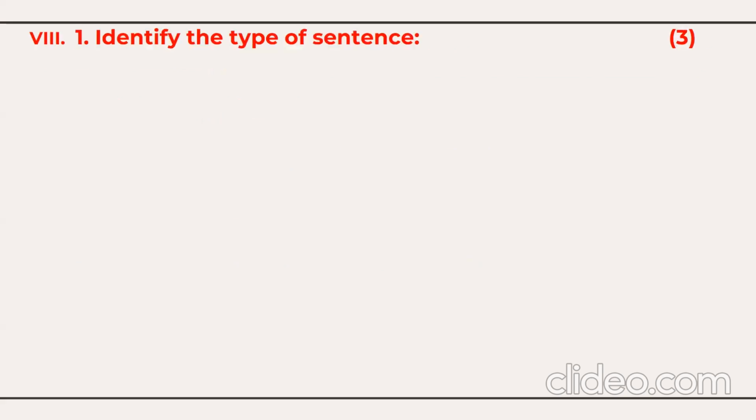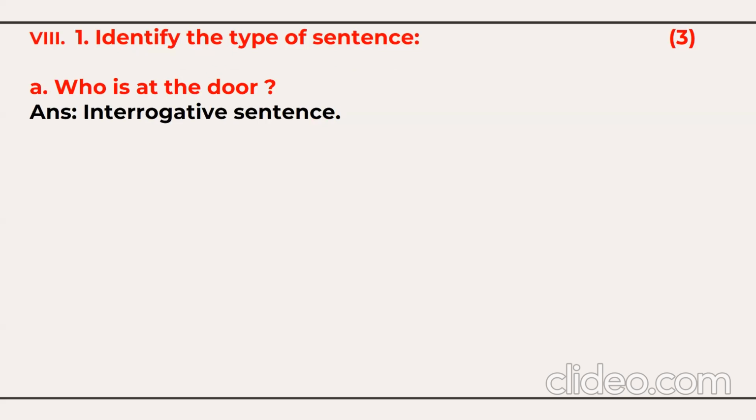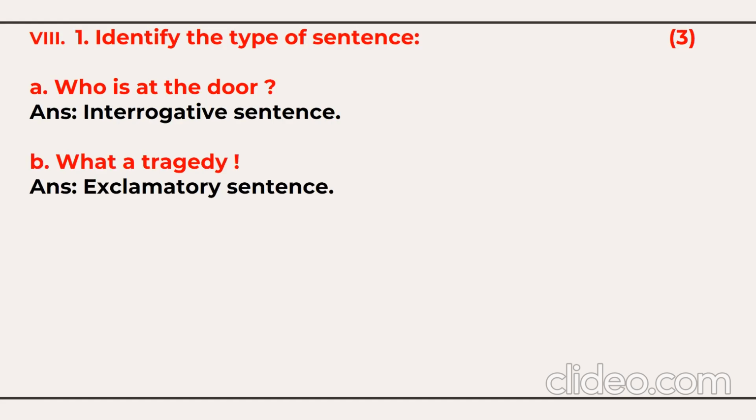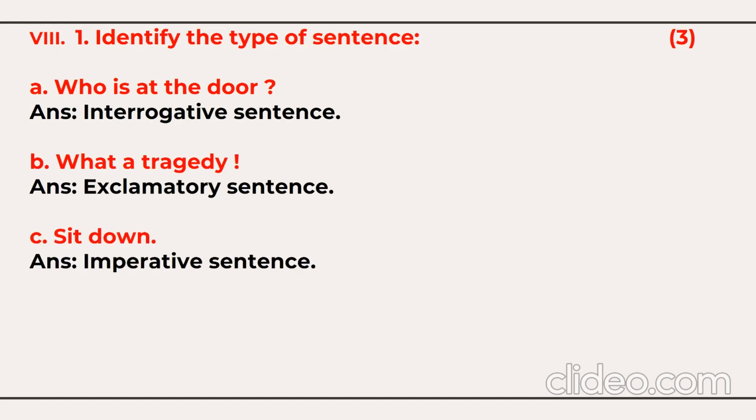Next, you have here the types of sentences. So 3 questions are given. You need to mention the particular type of sentence. Who is at the door? So it's a question. So it is called interrogative sentence. What a tragedy! That is called exclamatory sentence. Sit down. That is called imperative sentence.